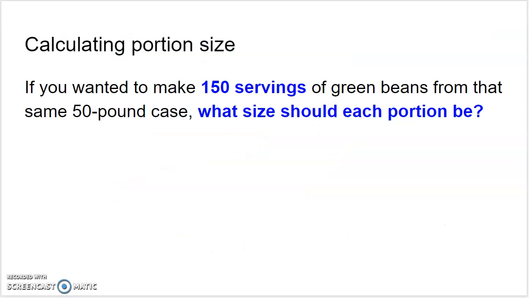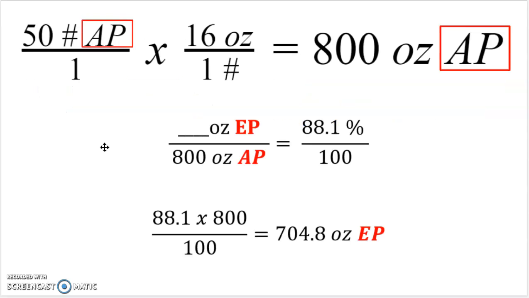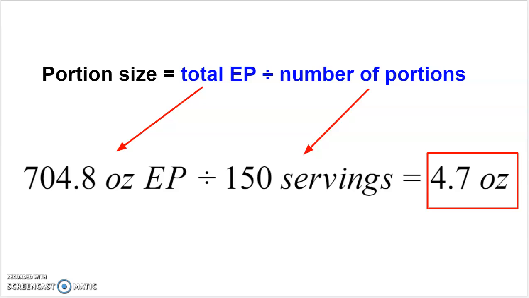So now what if we'd ask something slightly different? So if you wanted to make 150 servings of green beans from that same 50-pound case, what size should each portion be? Well, we do all the same calculations to get our EP. These are just the same calculations as I already showed you. So we wind up that same 704.8 ounce EP number. And then we just use the formula portion size is total EP divided by number of portions. And so we get each portion will be 4.7 ounces.